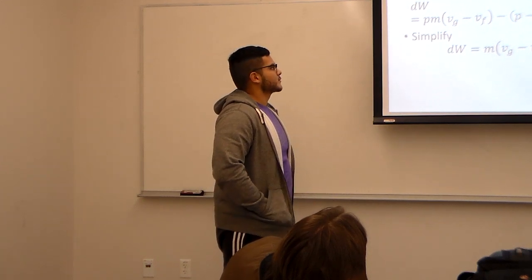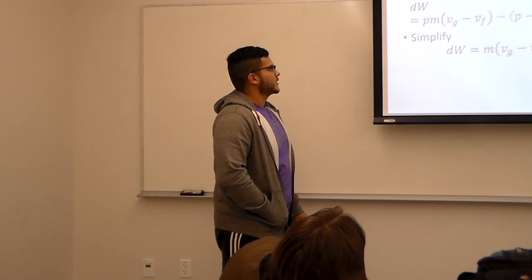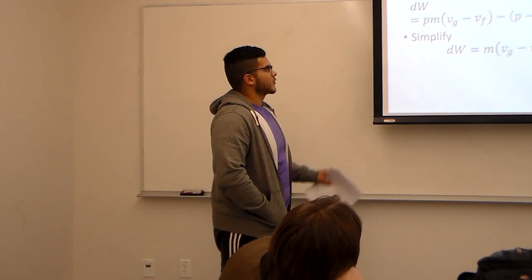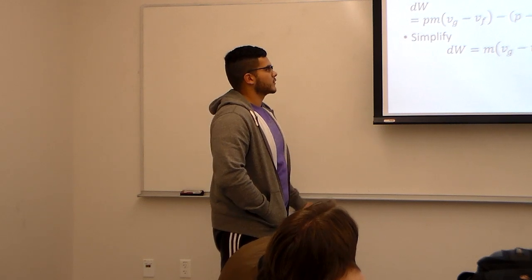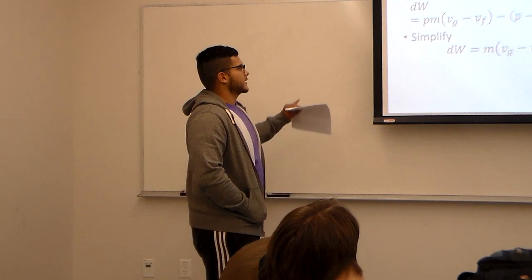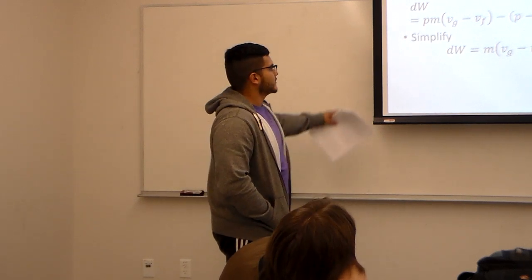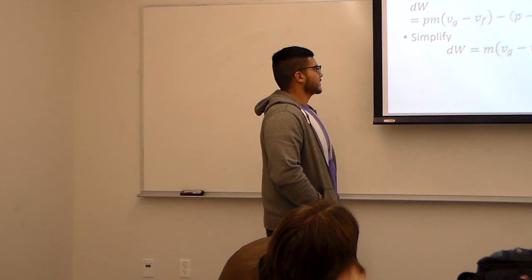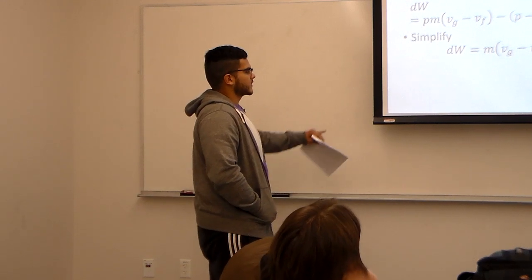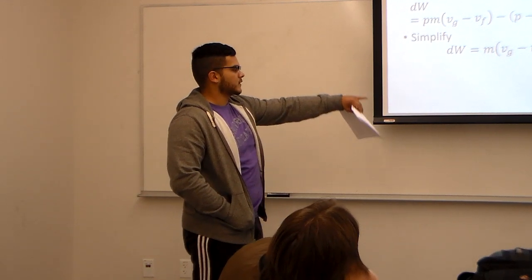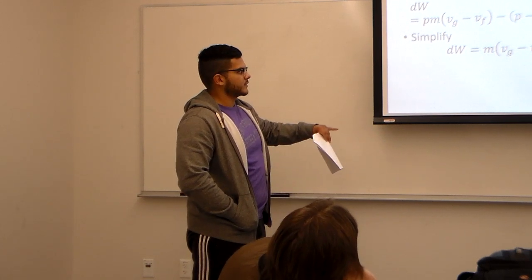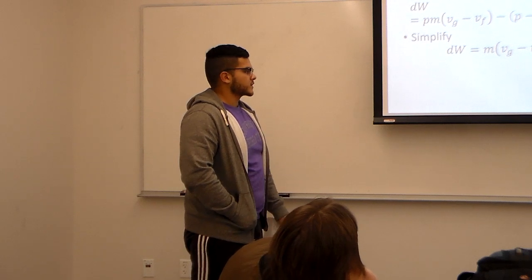You get work, which is pressure times the change in volume, and then the change in work in the Carnot cycle is work between A and B minus the work between C and D, and then expanded, you get this equation. Simplify everything, you get the change in work is equal to the mass times the specific volume of the gas minus the specific volume of the fluid, times the difference in pressure.